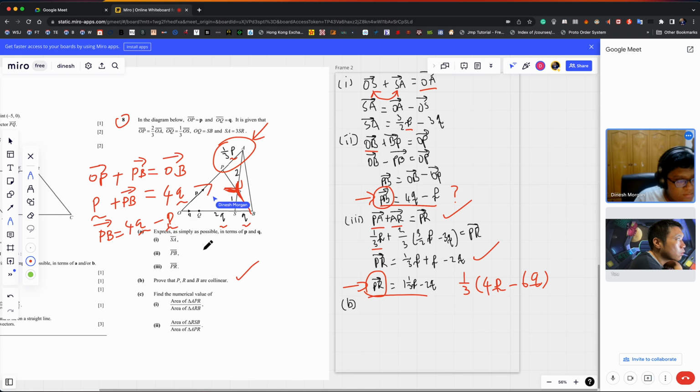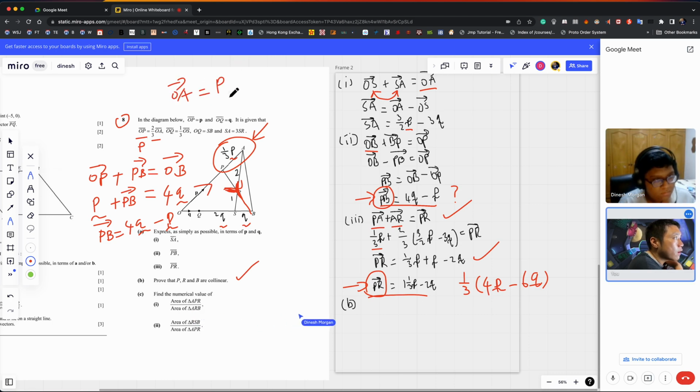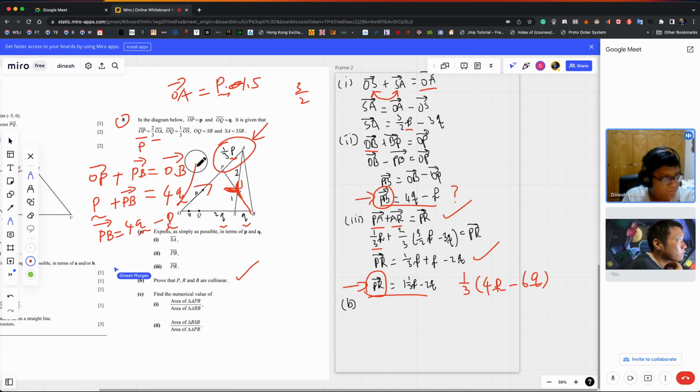Wait, so OP is 2/3 of OA, right? So that means this is P. OA is Q over 2P, and then P divided by that, so it's flip. So OA is 1.5 P. How do you get 1/3 P then? Why is it 1.5? You flip it, it's 3 over 2, right? So that means this whole thing OA is 1.5. Oh, it's 1 over 2. This is 1.5 P.